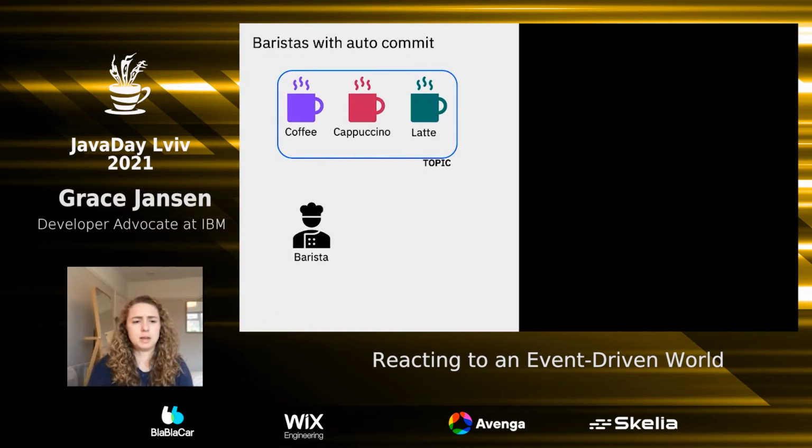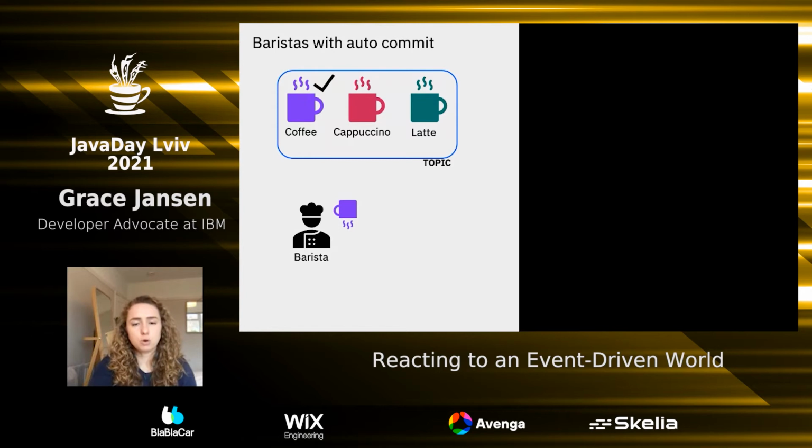Now, what does this really mean? So if we have our Barista here, our Barista is reading from our topic. So we've got 3 records in our topic, 3 orders essentially. So we've got a coffee order, a cappuccino order, and a latte order. So our barista starts with its coffee order, and because we're using this auto commit based on the timer basis, that offset is committed to say, yep, we've read and we're processing the coffee order.